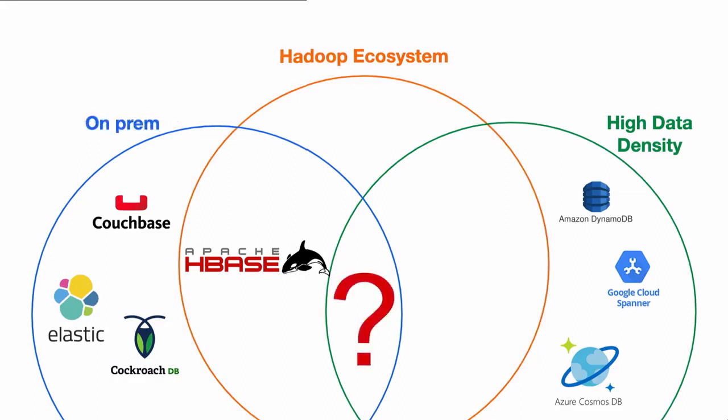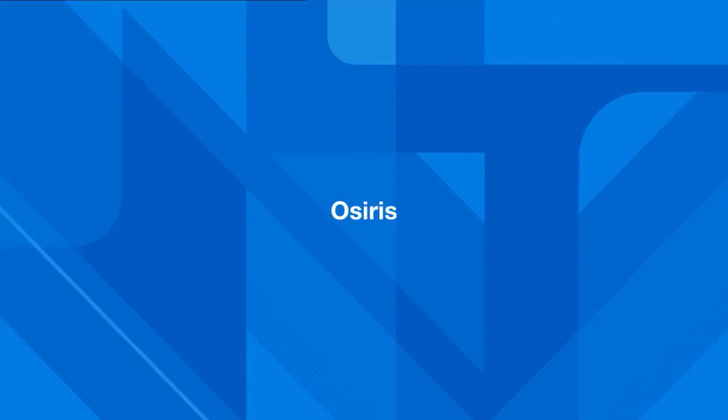There are no databases out there that both support high data density and are ones we can actually run on our own hardware. Additionally, almost none of these databases integrate well with the Hadoop ecosystem. So in other words, if we want a database to put log repo in, we have to build one ourselves. Osiris. So that's what we did. We made a new database and we called it Osiris.